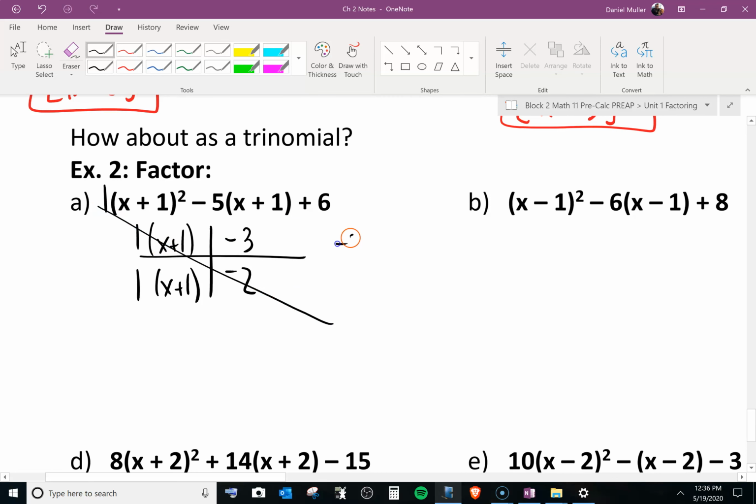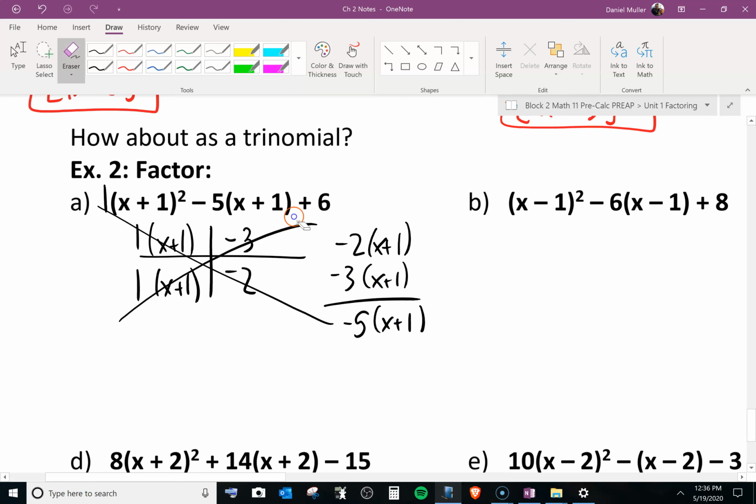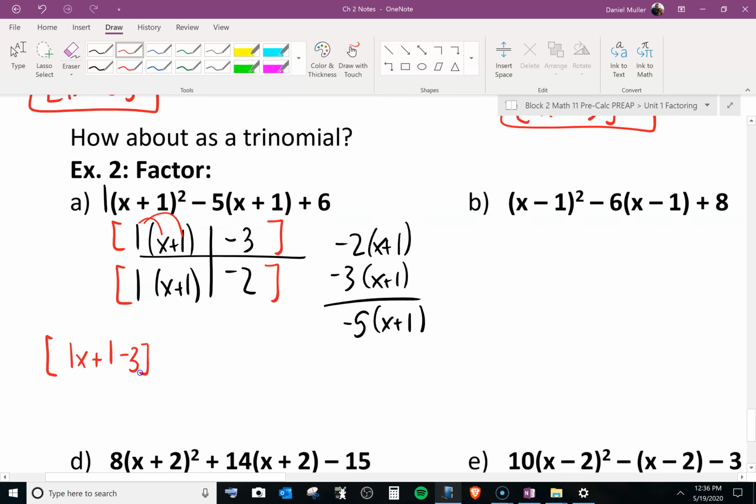So this diagonal is a negative 2, x plus 1. This diagonal is a negative 3, x plus 1, which if I add them gets me negative 5, x plus 1s, which is exactly what I have. So that's one factor, and that's the next. So the top one first, 1x plus 1, 1x plus 1, and there's a minus 3. And then 1x plus 1, 1x plus 1, and then there's a minus 2 here. These are not the same, so we can do them separate.